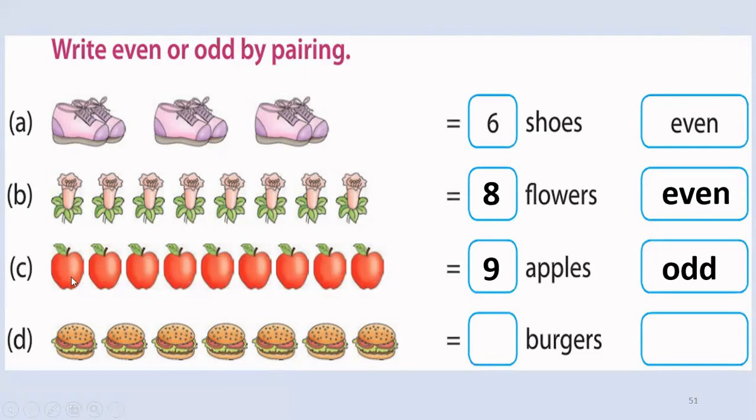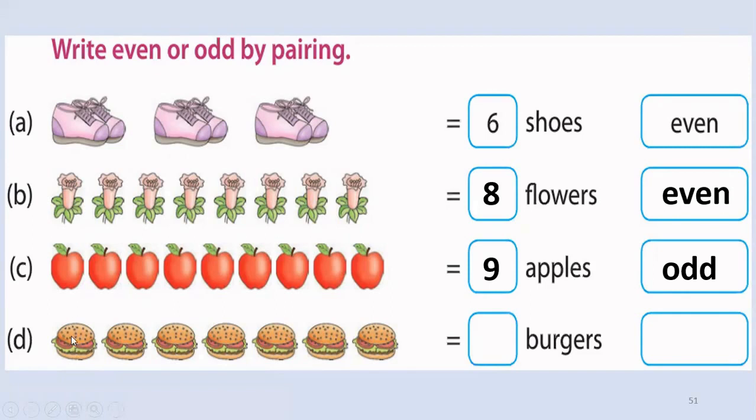If we see carefully, 1 pair here, then second, third and 4. We will only be able to make 4 pairs and 1 apple will be left. So it is an odd number. Only 9 apples. Let's see the next picture.